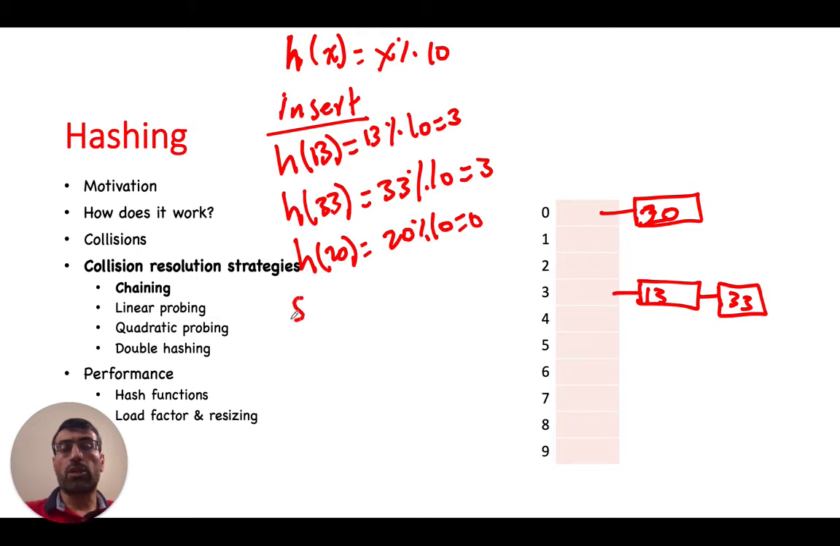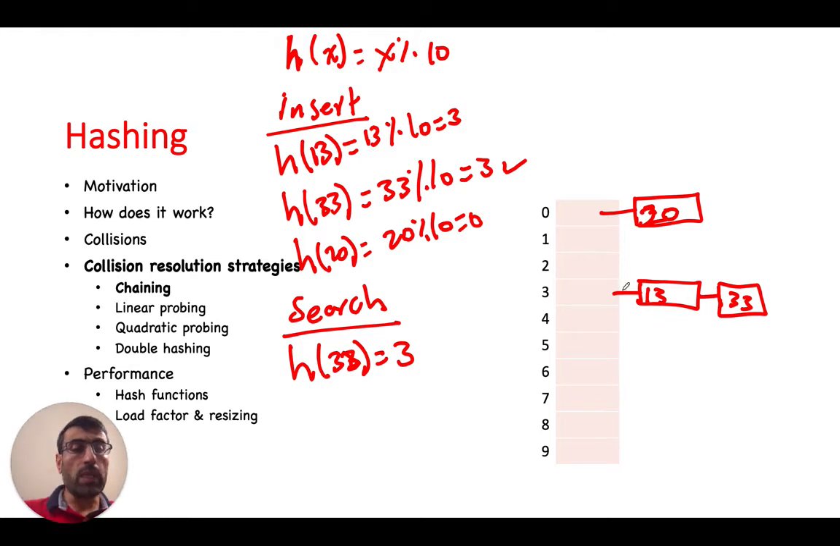Now let's see how search works with this scheme. So let's say we want to search for 33. So again, we need to compute h of 33. That is 3. We've just computed here. So we hit bucket number 3. And now we need to scan the list looking for 33. So we look element by element. It's here. So we declare it found.